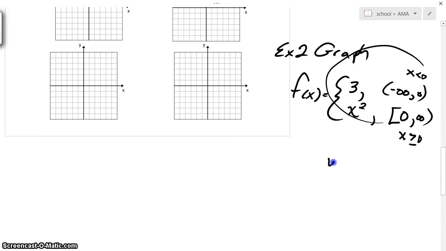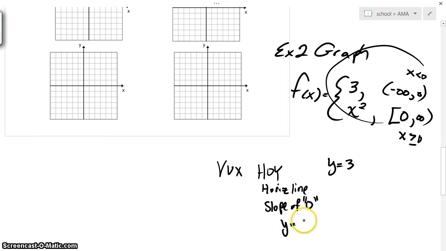If we were to graph y is equal to 3, well, I hope you know that y equals a number is a horizontal line. In fact, we had two little mnemonics, Vux and Hoy. H stands for a horizontal line. You can have a horizontal line with a slope of 0. And you'll always have y equals a number. And that's what we're seeing right here. Y is equal to 3. So we have a horizontal line. Horizontal lines, just like the horizon where you see the sun, it's a line that goes left to right. So we'll have y equals 3.